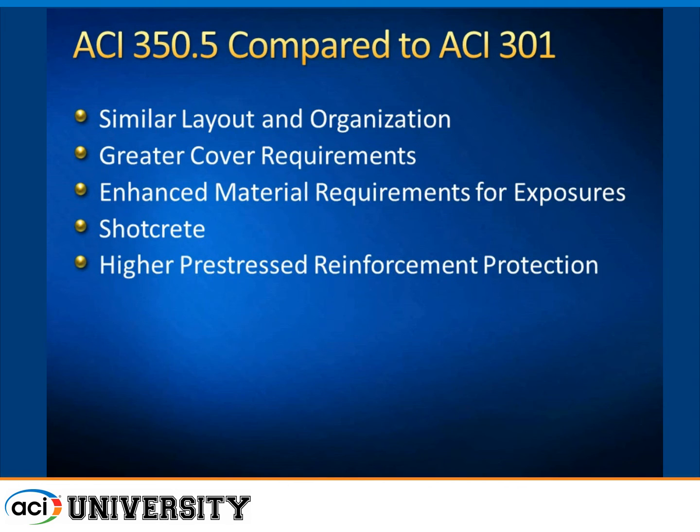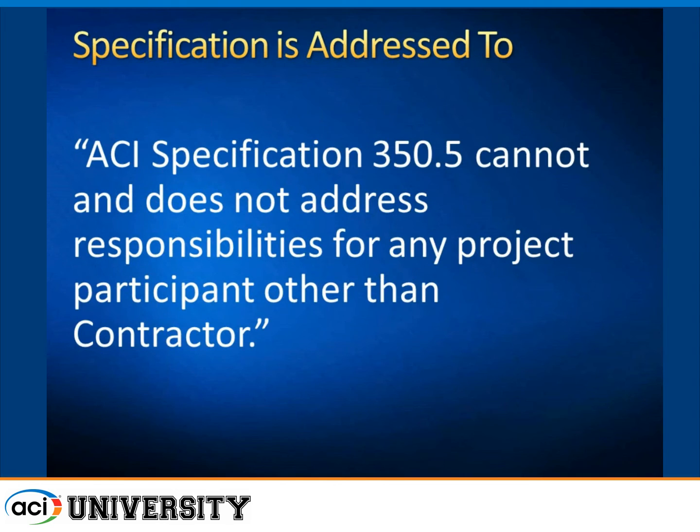We also provide more protection for pre-stress reinforcement. If you look at unbonded tendons, we have used the most stringent requirements and actually gone a little bit above that you may find in a 423 specification. We have also the protection for wrap pre-stress reinforcement in our specification. The specification doesn't address any responsibilities for anybody on the project but the contractor.